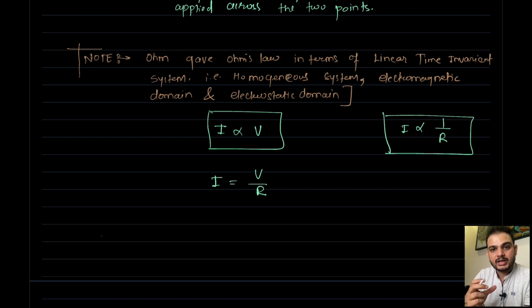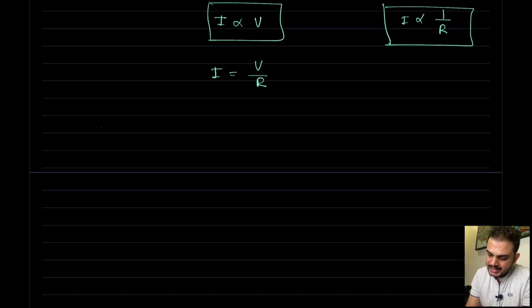The physical parameters of my conductor should not change. For example, my cross section area should not change. That is nothing but linearity or homogeneity, that is, a linear time invariant system. Ohm gave Ohm's law in terms of an LTI system, so let's talk about this LTI system. The linear time invariant system follows homogeneity, which follows linearity.